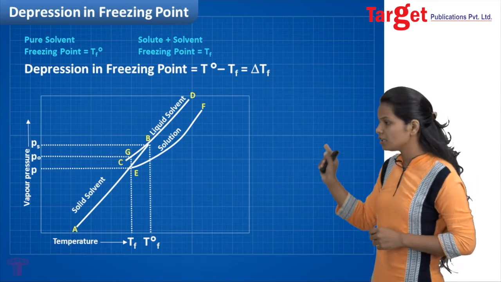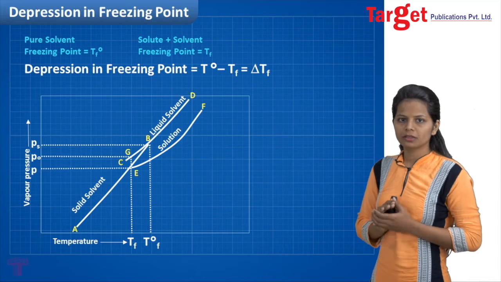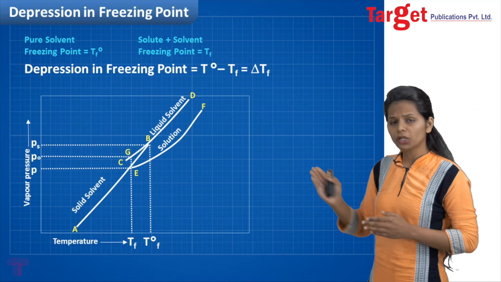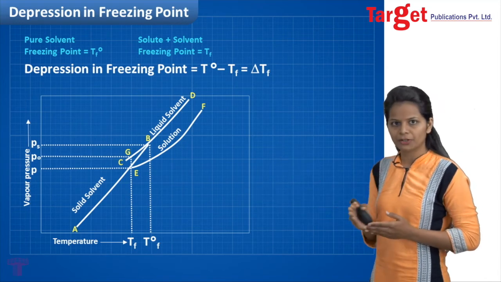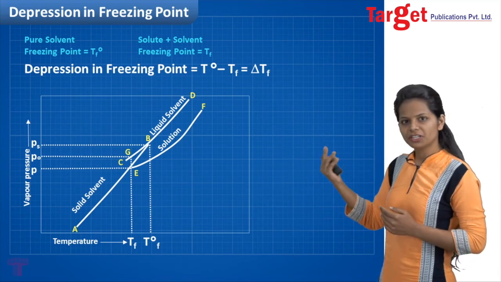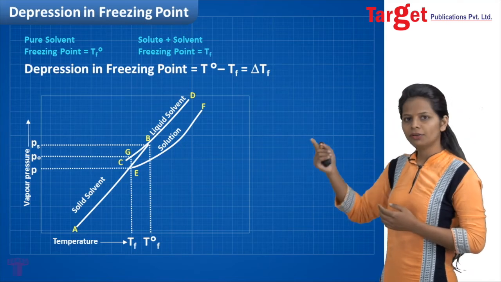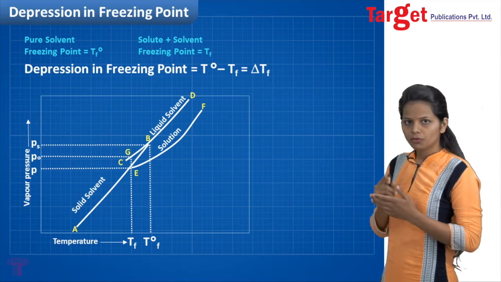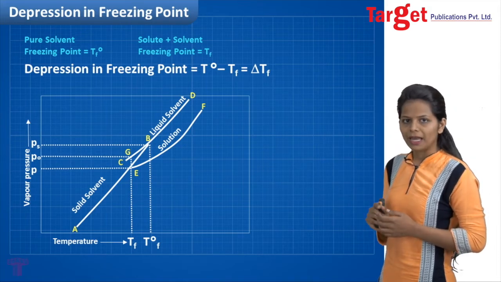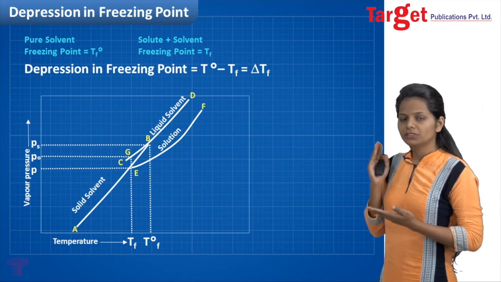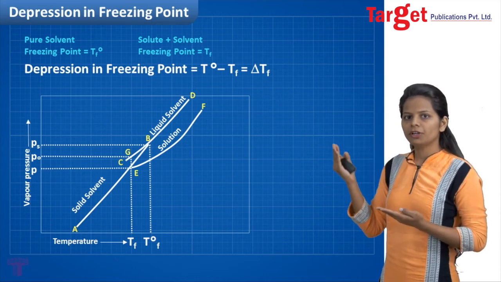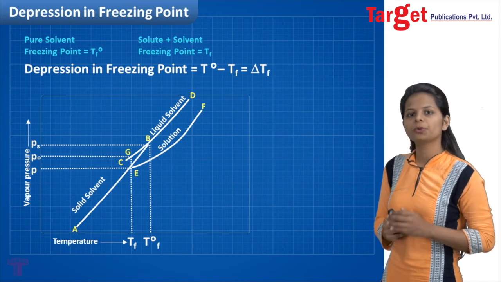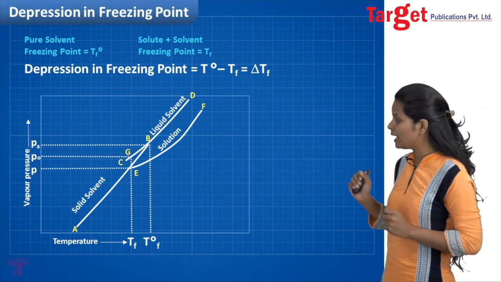Now, you can see that there are three curves present in this graph. The first curve that I want you to focus on is the solid solvent curve, which is present on the lowest part of the graph. Then there are two other curves present in the graph. One is liquid solvent and the other one is solution. I want you to focus on the two curves which are liquid solvent and solid solvent. So, when liquid solvent gets converted into solid solvent, the temperature is called T0f, which is the freezing point of pure solvent. Now, what happens when we are adding some solute?